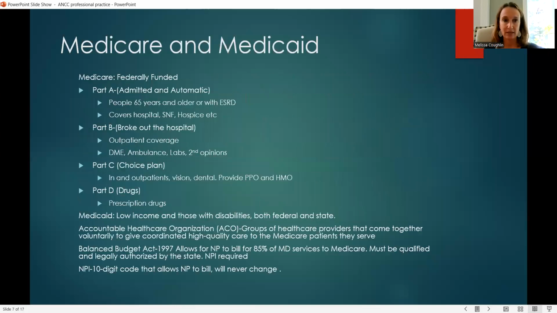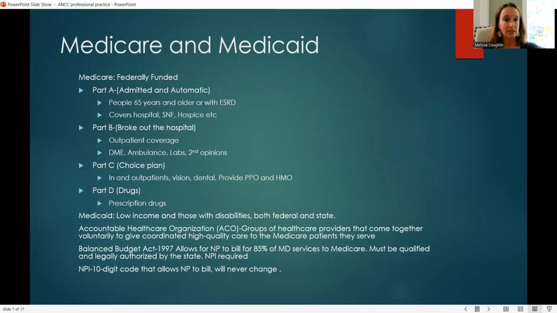So Medicare and Medicaid. Medicare is federally funded. There's 4 parts. The way I remember it is Part A is admitted and automatic. So it's people who are 65 years and older or who have end-stage renal disease. And it covers in-hospital occurrences as well as skilled nursing facilities and hospice. Part B, I think of as you broke out of the hospital. So now this is outpatient stuff like durable medical equipment, ambulances, labs, second opinions.